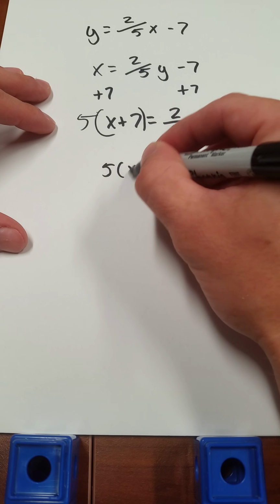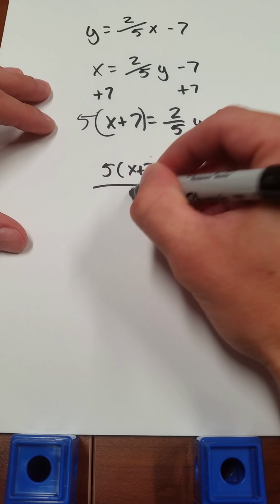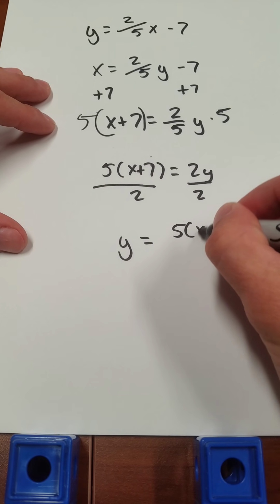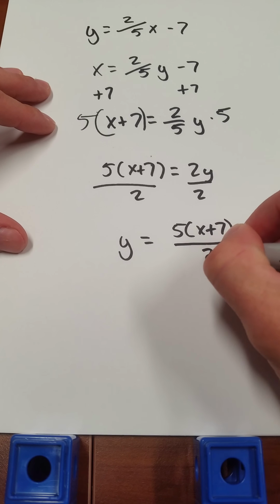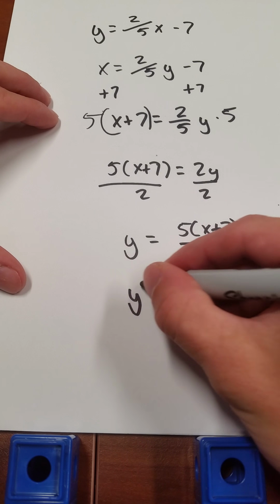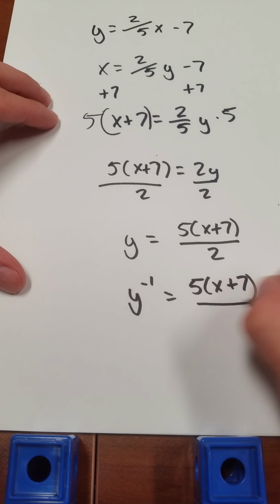So I have 5 times (x plus 7) equals 2y. Divide by 2. So now I have y equals 5 times (x plus 7) divided by 2. Different way of doing the problem. If you want to multiply by the reciprocal again, that works out just fine. So I have y inverse equals 5 times (x plus 7) over 2.